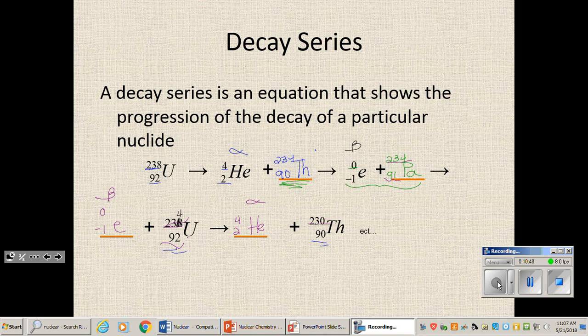So you are expected to fill in the nuclide that has formed from a particular type of decay, and you're also expected to fill in the type of decay that has occurred with a particular nuclide formation.